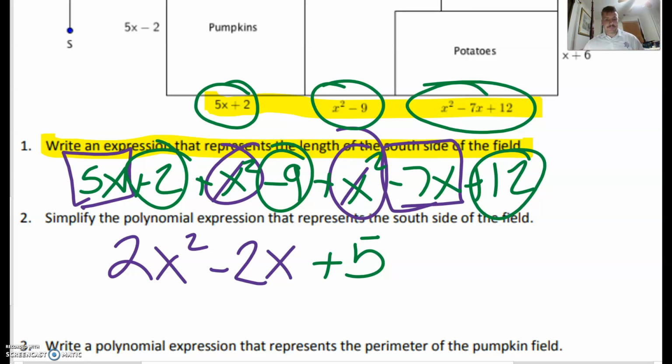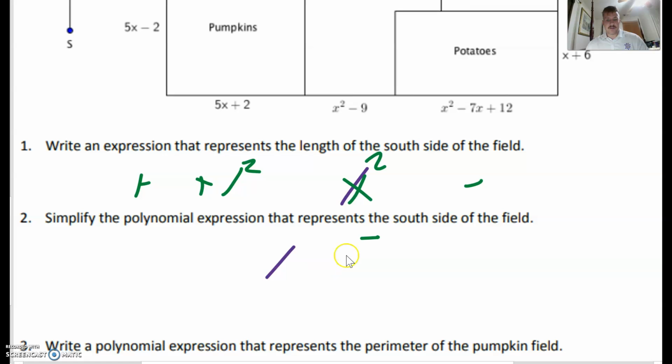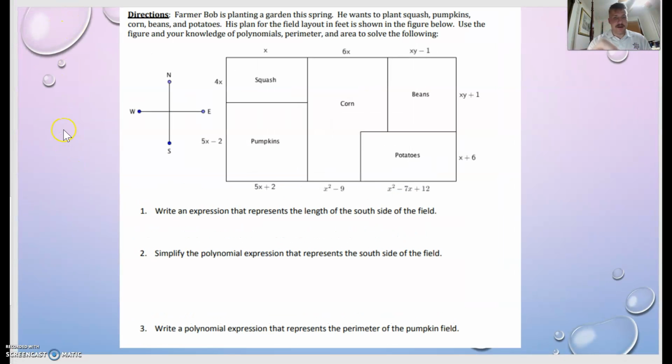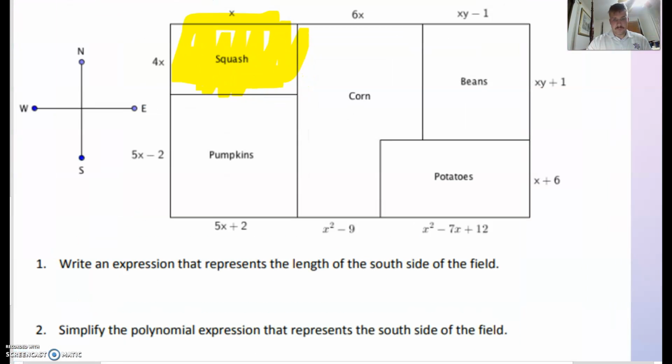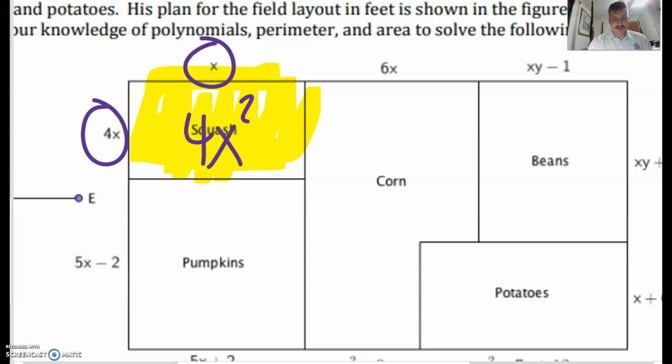Okay? Now, what if we wanted to know the area? Okay, so let's look at this same picture. I'm going to zoom back out. Okay. Let's say I wanted to find the area of just the squash. The area of the squash. Well, if I zoom in on that, okay, what do we have? We have 4x times x. Well, what's 4x times x? It would be 4x squared.